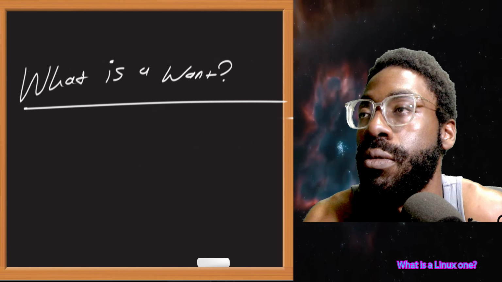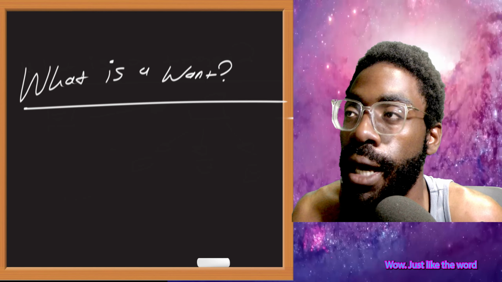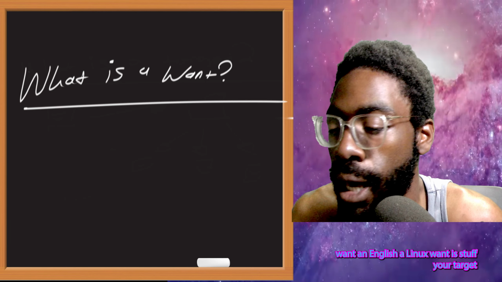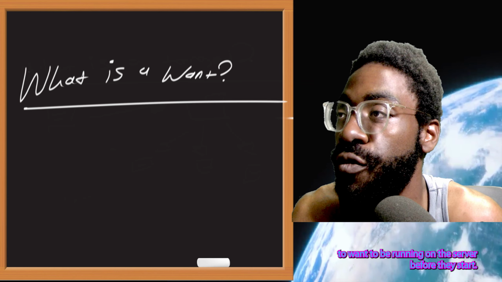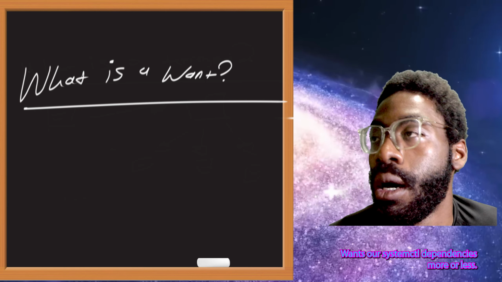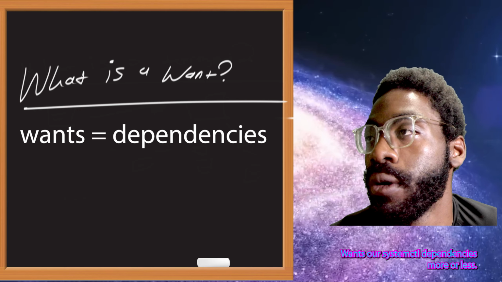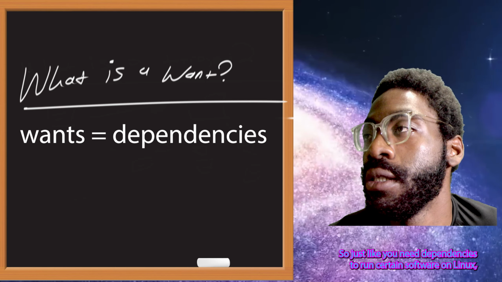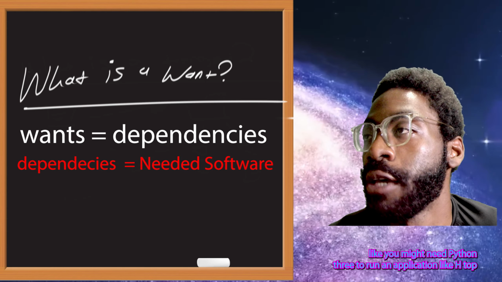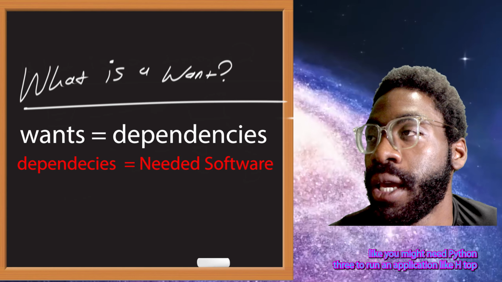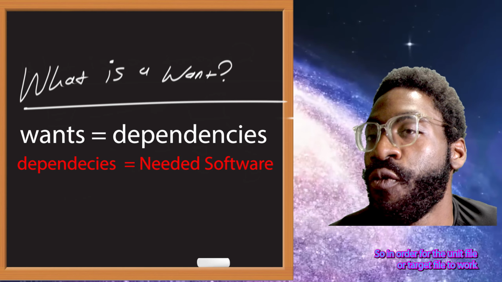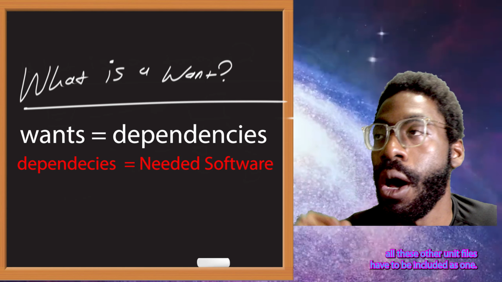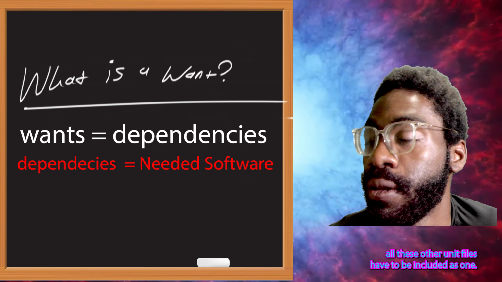What is a Linux want? Well, just like the word want in English, a Linux want is stuff your targets will want to be running on the server before they start. Wants are systemctl dependencies, more or less. So just like you need dependencies to run certain software on Linux, like you might need Python 3 to run an application like HTOP, wants are dependencies for your unit files. So in order for the unit file or target file to work, all these other unit files have to be included as well. So we know what wants are, we know what units and targets are.